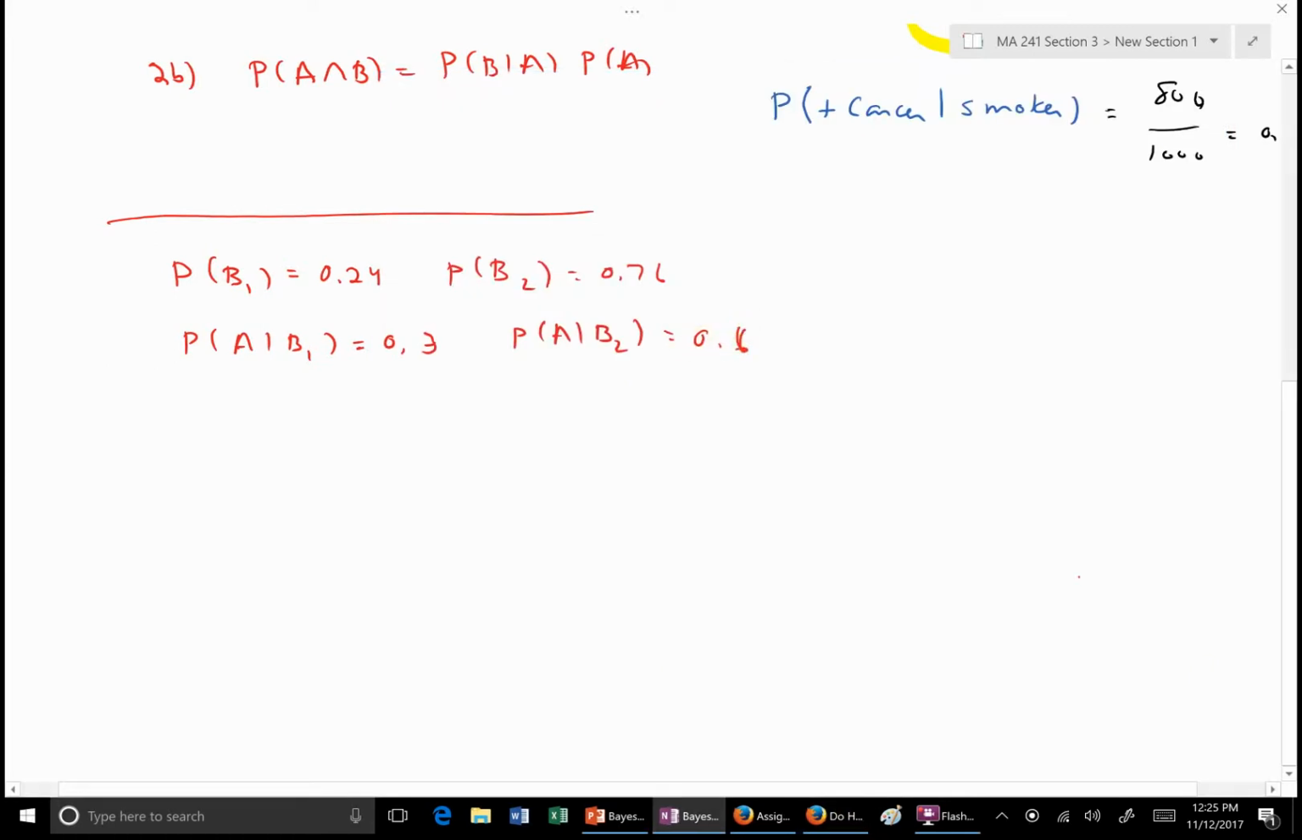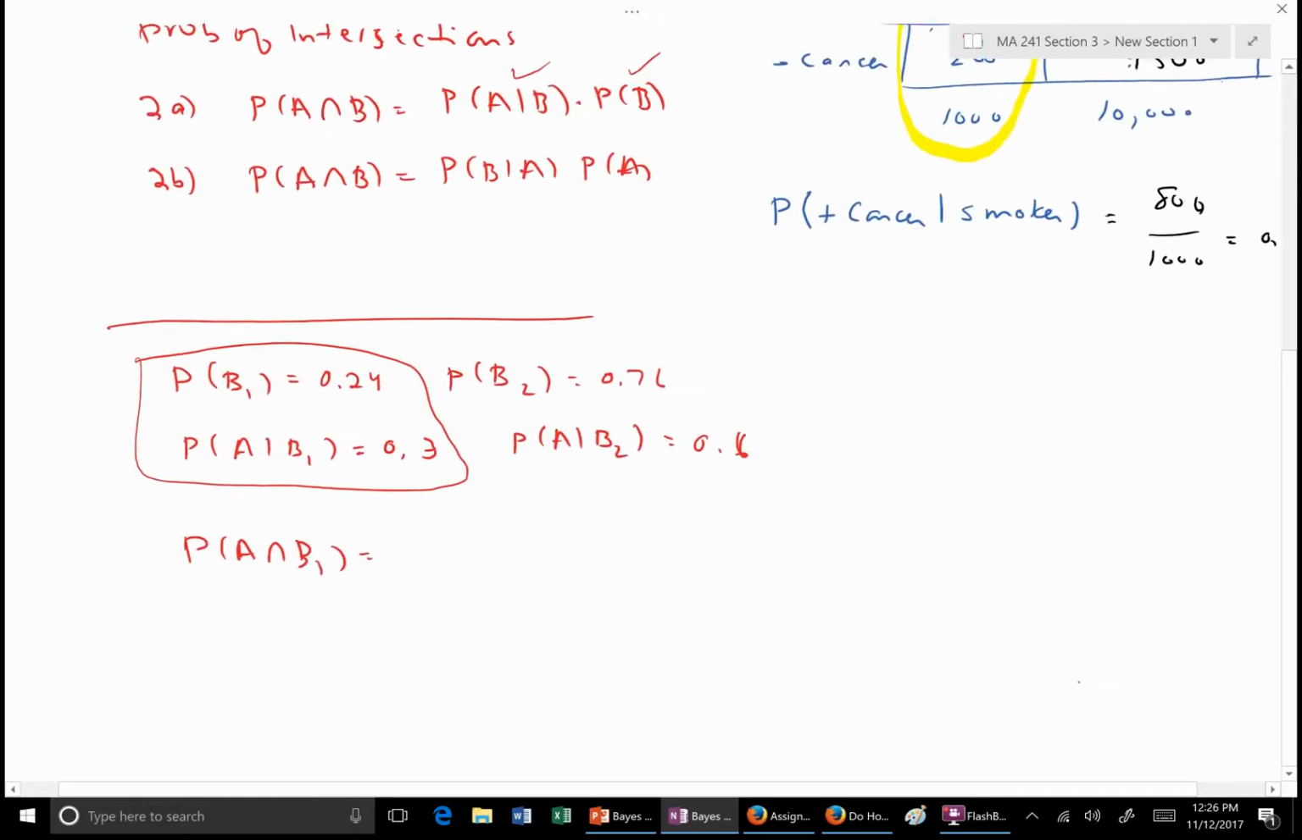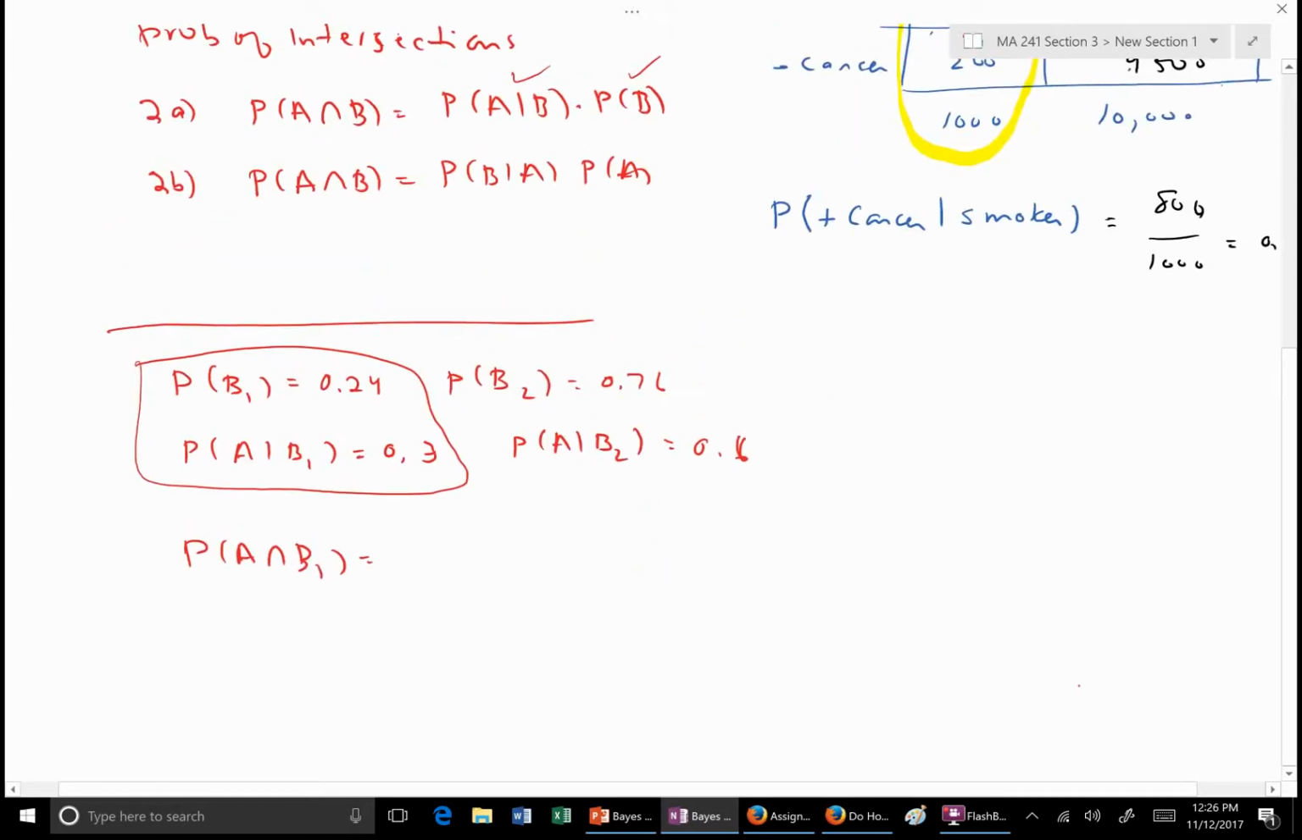And now I want to know what is the probability of A and B1. And notice I can just use these two pieces of information and this formula I have right here. So I know that it's the probability of A given B1 times the probability of B1. I can just go ahead and put that in, and when I do, I'm going to get 0.072.